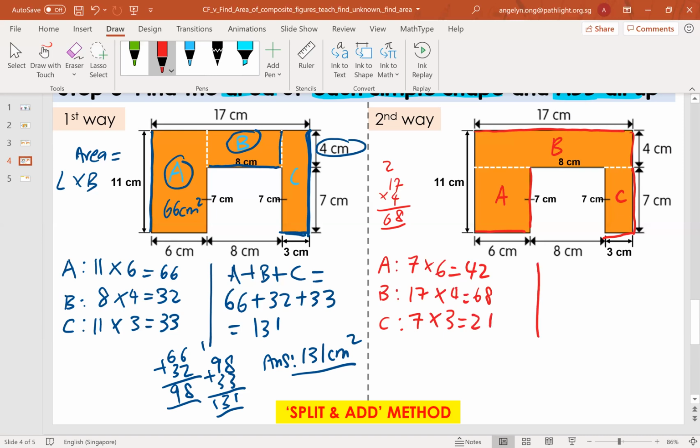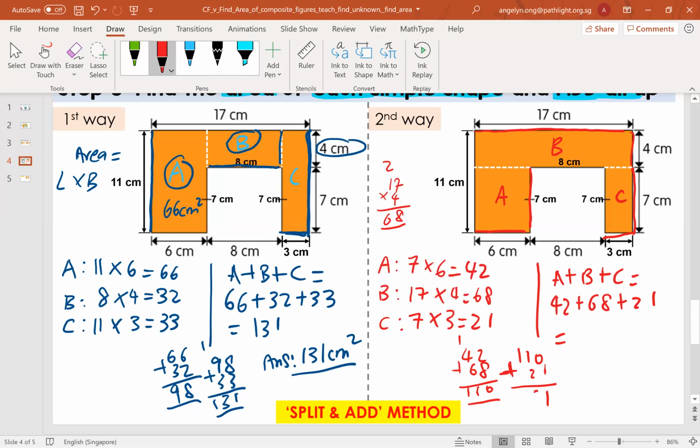Okay, so let's add all of them up. We have A plus B plus C. 42 plus 68 plus 21. So let's add them all up. All right, we get the same answer. 131 square centimeters. So either way that you split it up, as long as you add all the smaller areas together, you should get the correct answer.